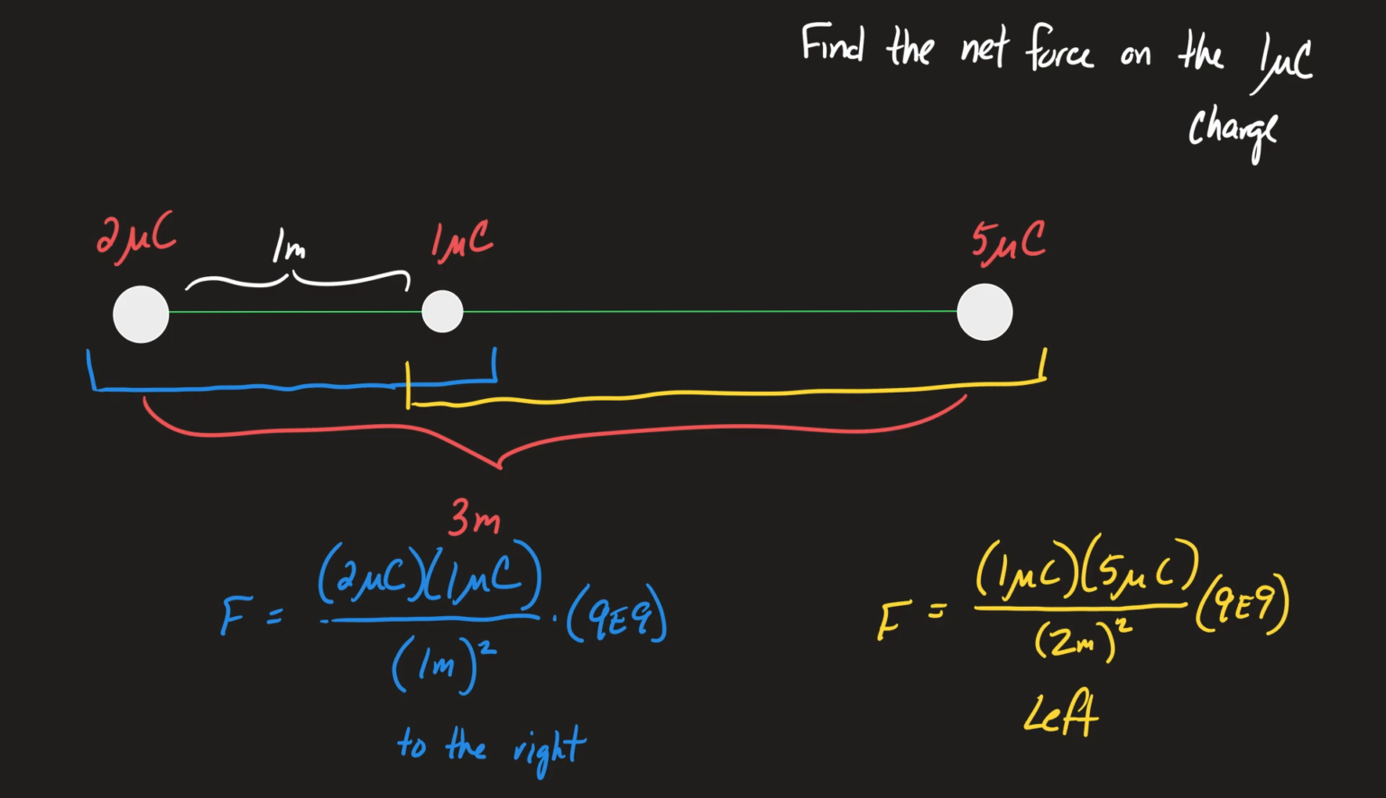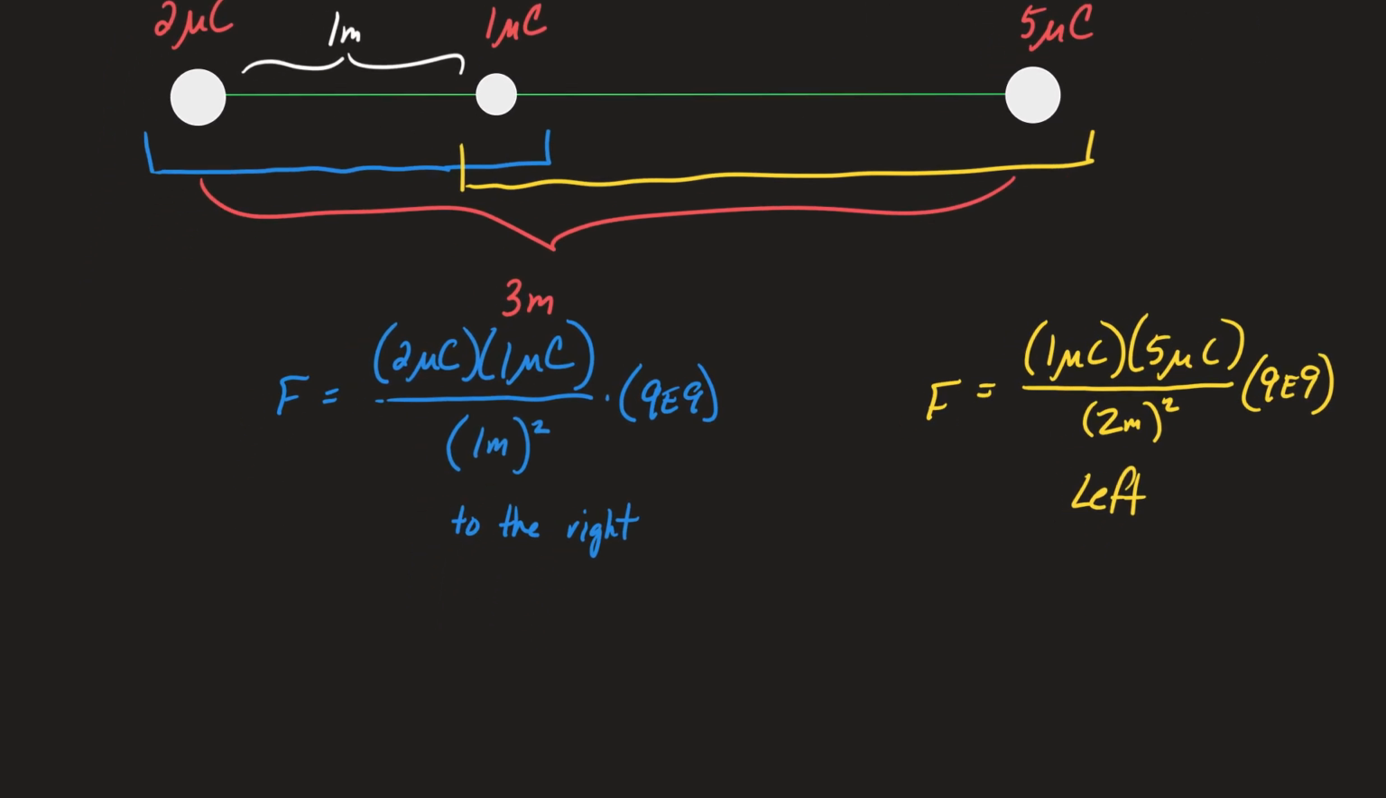We can only take our particles 2 at a time. So in order to take our particles 2 at a time, I grouped them together. I did some color coding here. And I said that between the 2 particles that are closest together, I would calculate their force as 2 microcoulombs times 1 microcoulomb divided by the separation distance of 1 meter squared and times k. And that this force, since it's a repulsive force, would be pushing this particle to the right. Is that good? Any question about what I'm setting up there?